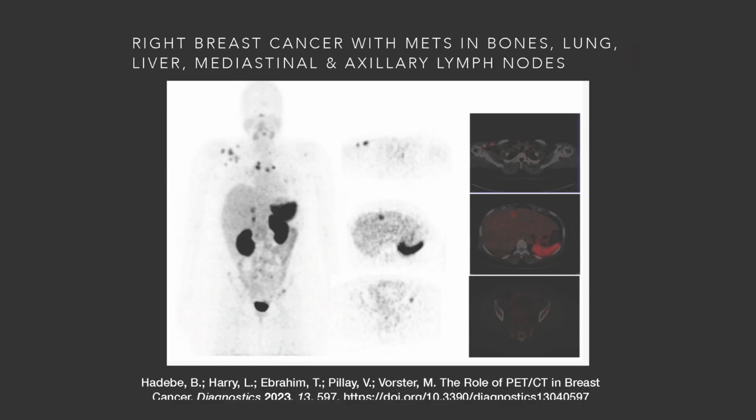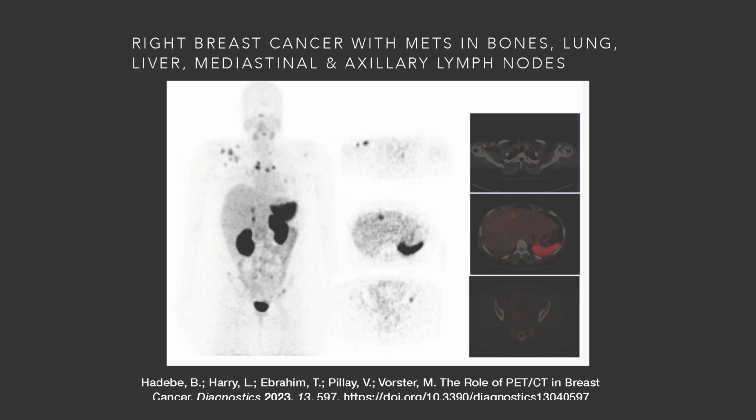So here's a case of a patient with breast cancer who has metastatic disease to the bones, the lungs, mediastinum, and axillary lymph nodes. So the image on the left is a MIP image that's showing the whole body. The center column is an axial image, like you're looking at the patient on their back and they're looking at their feet. So the top image is up in the chest where the breast and axillary lymph nodes are.